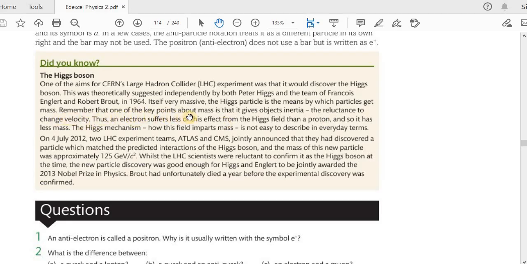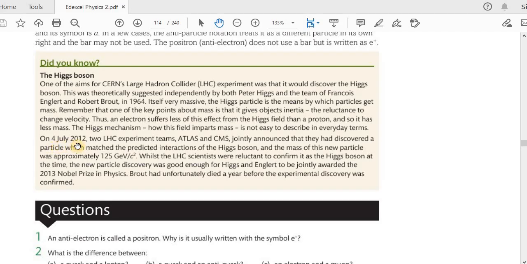Remember that one of the key points about mass is that it gives objects inertia, the reluctance to change velocity. That is what we mean by inertia. Thus, an electron suffers less of this effect from the Higgs field than a proton, and so it has less mass. The Higgs mechanism, how this field imparts mass, is not easy to describe in everyday terms.